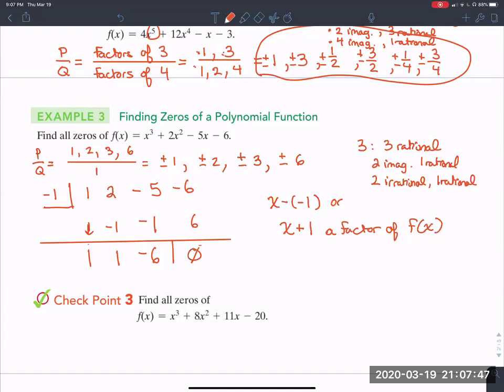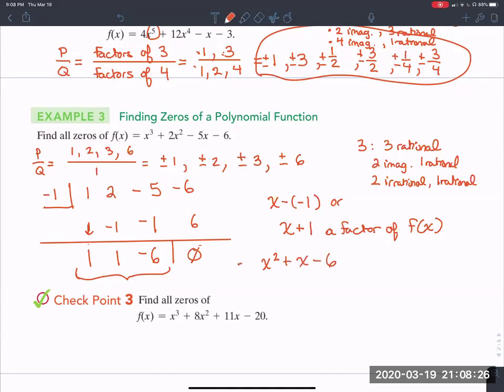Now, remember, we need to potentially find 2 more. We found 1 factor, or 1 zero. Now we want to find all the other factors. You can go back to your pool and do it again. Or you can say, look, this is a quotient that is 1 degree less than my dividend. My dividend was a cubic. That means my quotient is a quadratic. So that means the quotient is x squared plus x minus 6.